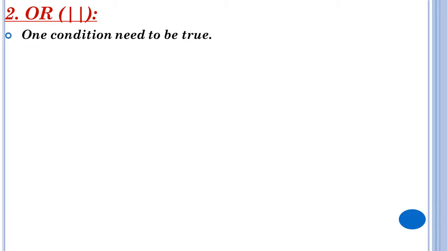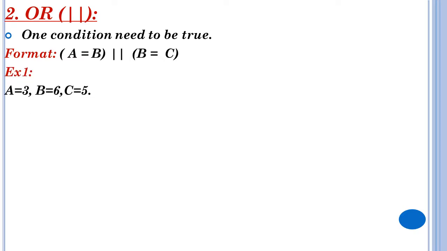The second type of logical operator is OR. For the OR, we will use two pipelines. The symbol of OR is two pipelines. Here in the OR condition, one condition needs to be true, either the left side or the right side. The format is the same, only instead of the AND symbol, we need to use the OR symbol. For the AND, we use the AND symbol two times, right? Here for the OR, we will use two pipelines.